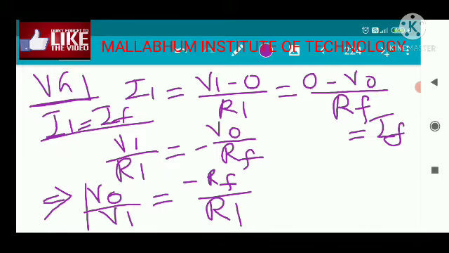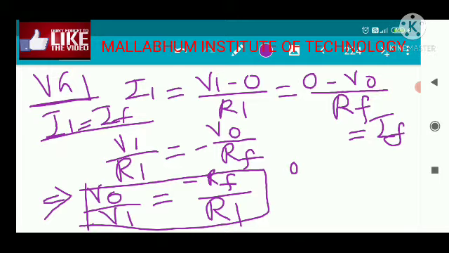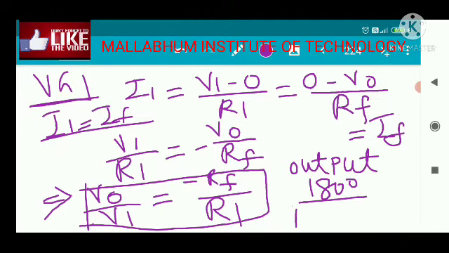Okay, so this is the gain of this inverting amplifier. This is the overall closed loop gain of the amplifier, and its negative value indicates the phase inversion of the output signal. Phase inversion means whatever the value of the output voltage, it is 180 degrees out of phase with the input voltage. Okay, so that is the characteristic of the inverting amplifier.